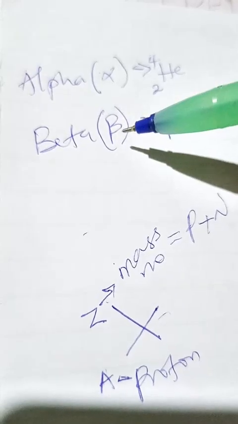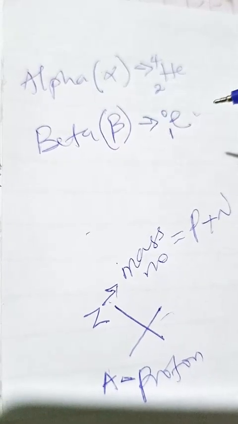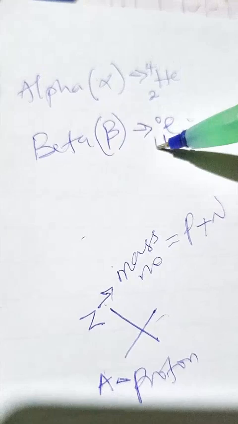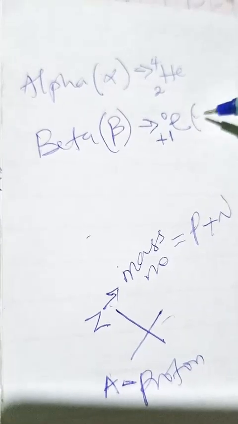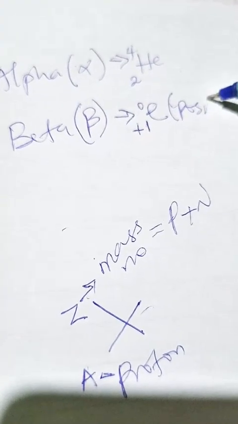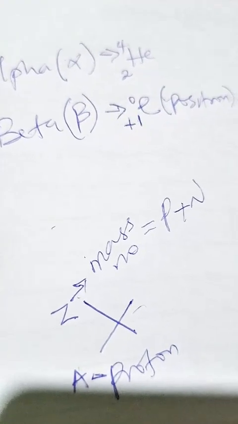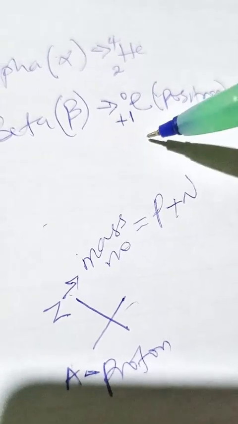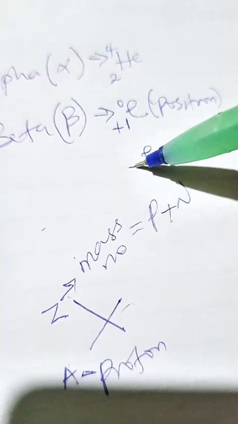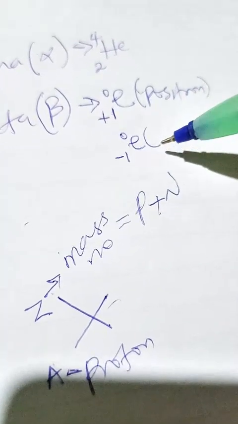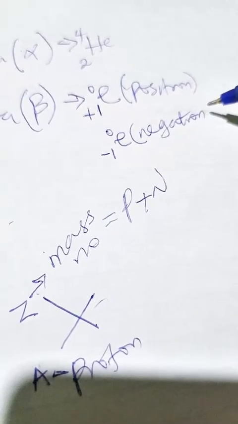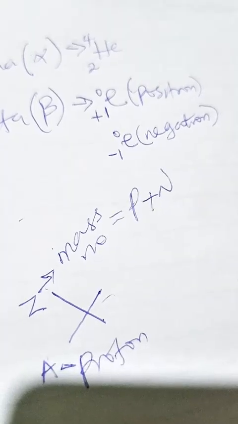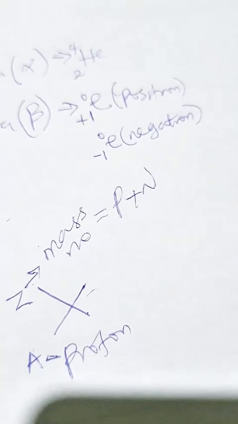Now there are 2 variants of this beta particle. We have the positron, which is positively charged. If it's positively charged like this, it's called the positron. But if it is negatively charged, that's the electron, minus 1, 0, and it is called the negatron.